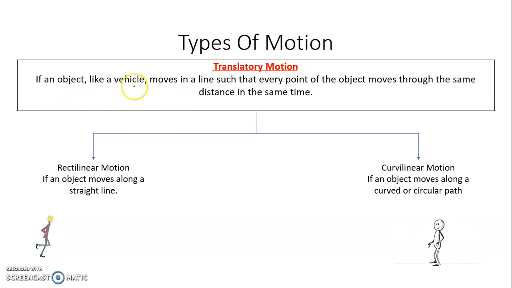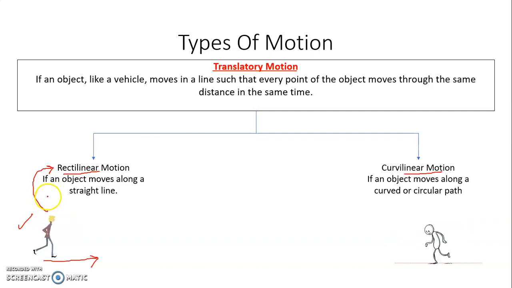If an object like a vehicle moves in a line such that every point of the object moves through the same distance in the same time, then we call such motion a translatory motion. For example, there are two kinds of translatory motion. One is rectilinear motion and the other is curvilinear motion. You see that the man is moving in a straight line. Then the motion executed by this man is said to be rectilinear motion.